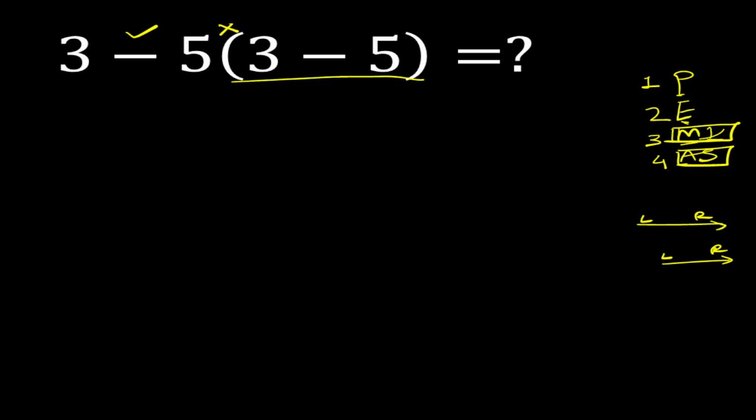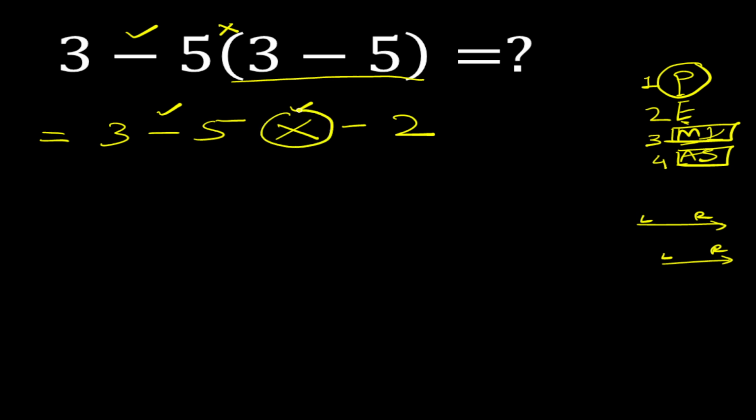So according to the PEMDAS rule, first we have to solve the parenthesis. So 3 minus 5 is equal to minus 2, right? Now here we have one subtraction, here multiplication. So first priority is multiplication. Minus 5 multiplied by minus 2 is equal to plus 10. So 3 plus 10.